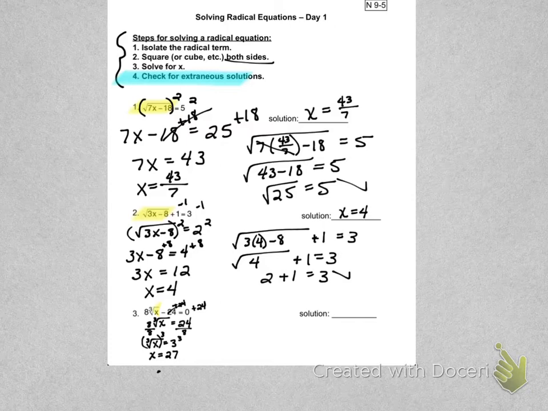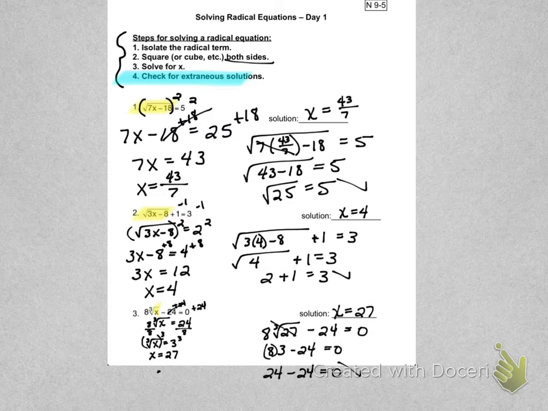Now we need to check our answer. Always check your answer. So we have 8 times the cube root of 27 minus 24 equals 0. Cube root of 27 is 3. Okay, and so you have 24 minus 24 equals 0. And that does check out. That's a good answer. So we're going to move over here and say that x equals 27.